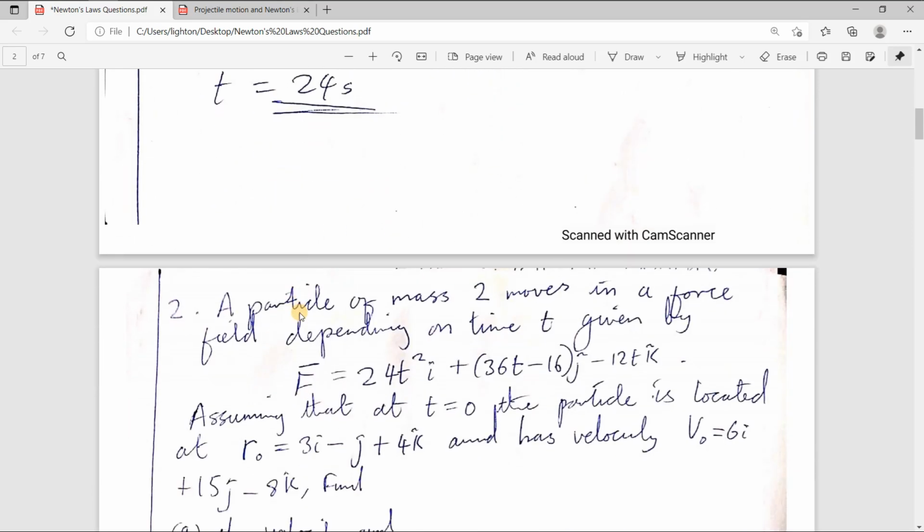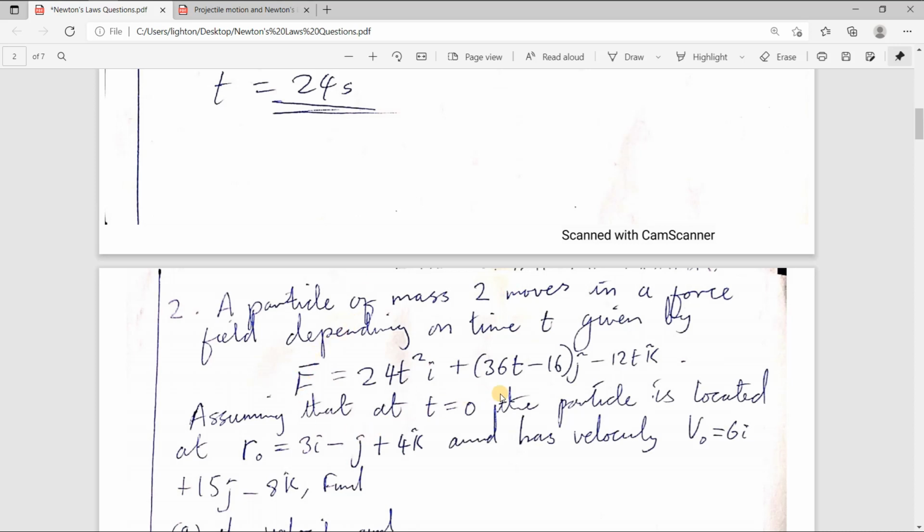Alright, looking at the second question. A particle of mass 2 moves in a force field depending on time t given by F equals this expression here, 24t squared i plus (36t minus 16) j minus 12t k hat. So this is the force for this particle of mass 2.